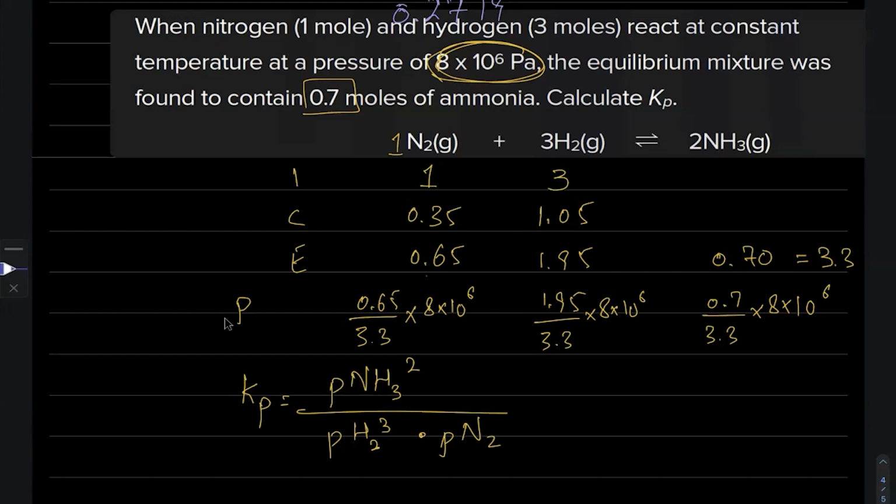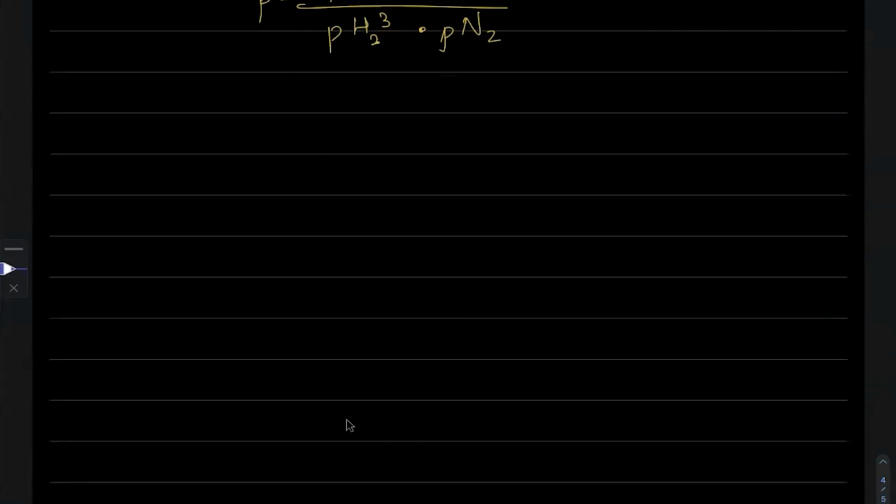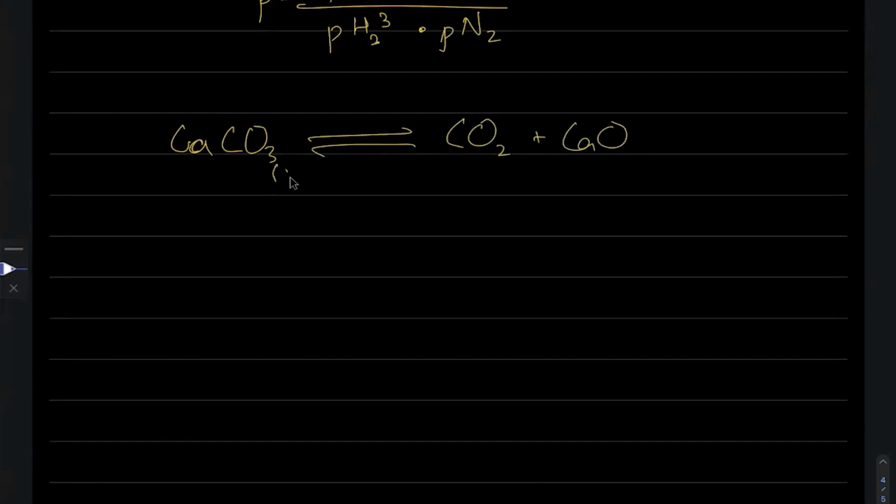For example, if I give you this equation and I ask you to write its Kc, like CaCO3 breaks down to produce carbon dioxide and calcium oxide, then this is a solid, this is a solid, so its Kc is simply CO2's concentration. That's it. Similarly, its Kp is again just CO2's pressure. No need to write the square brackets. Okay. So its pressure is just the pressure of carbon dioxide. Because the solids are omitted, you don't write them whenever you're writing Kp or Kc.